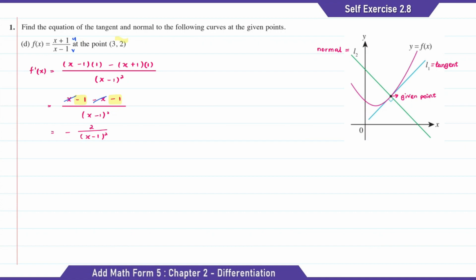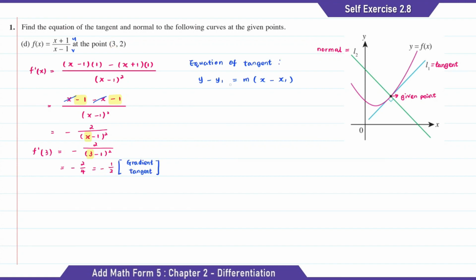Then this is equal to negative 2 over x minus 1 squared. To find the gradient of tangent, substitute the x coordinate of the given point into the x here. This is equal to negative 2 over 4, which is negative 1 over 2. Then using this formula to find the equation of tangent, the given point will be the x1, y1. This will be y minus 2 equal to negative 1 over 2, x minus 3. Then y equal to negative 1 over 2x plus 3 over 2 plus 2. Then the equation will be y equal to negative 1 over 2x plus 7 over 2.